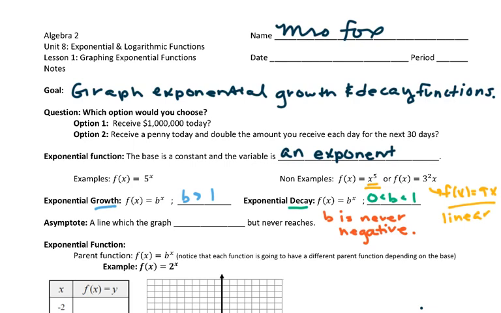An asymptote, we have not really focused much on this yet. We may have brought it up in previous units. But an asymptote is just a line which the graph is going to approach, but it's never going to reach that line. So when we graph it, we always graph it as a dashed line, and you'll be able to see that the graph is going to be approaching it, but it's never going to actually reach that line.